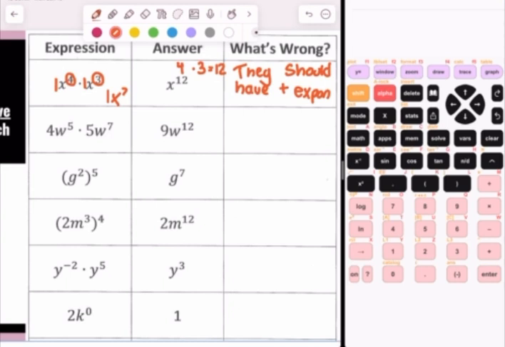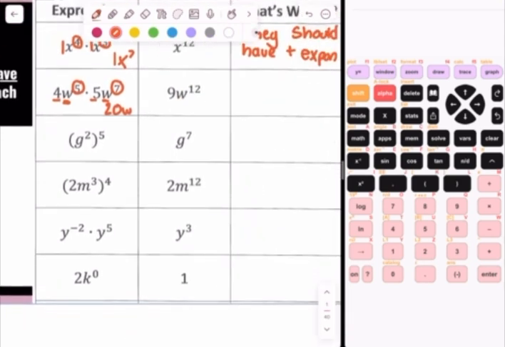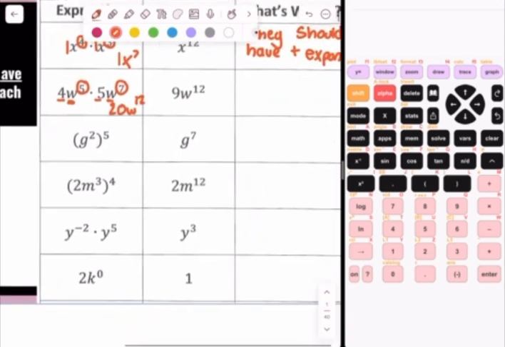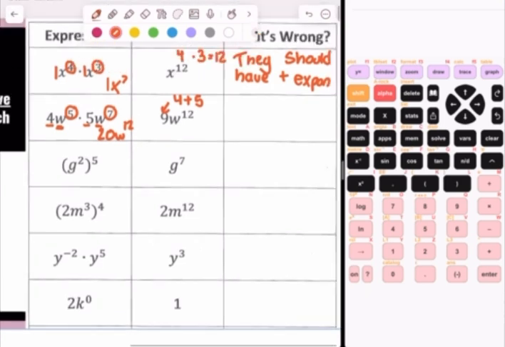All right, so let's look at the next one. When you're doing product rule again, when you're multiplying, you multiply the coefficients. 4 times 5 is 20. You keep the variable, so we keep w as w, and we add the exponents. 5 plus 7 is 12. Well, I see they did get the w to the 12, but they got 9. And how did they get 9? They did 4 plus 5. They were supposed to multiply the coefficients.